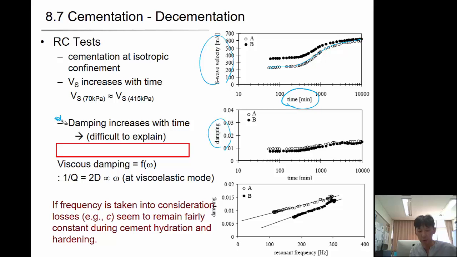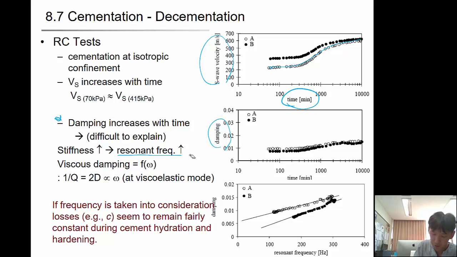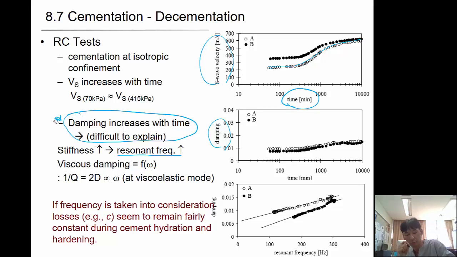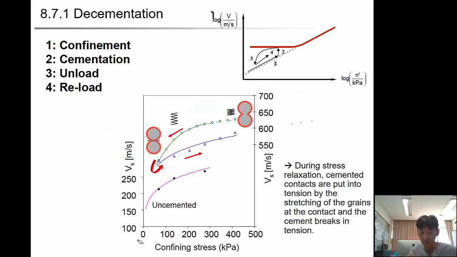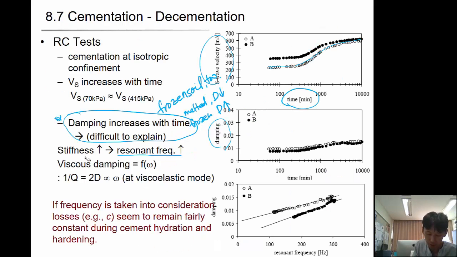Interesting to see that even though you're getting a stiffer material, the stiffness increases significantly, and resonance frequency also increases, but the damping ratio increases at the same time. We see this a lot in frozen soil too. So when it's melted, damping ratio is low, and when it's frozen, damping ratio becomes high. So there is something to do with this solidification, right? Anyway, if the frequency is taken into consideration, losses seem to remain fairly constant during the cement hydration and hardening, because the frequency is also increasing here.